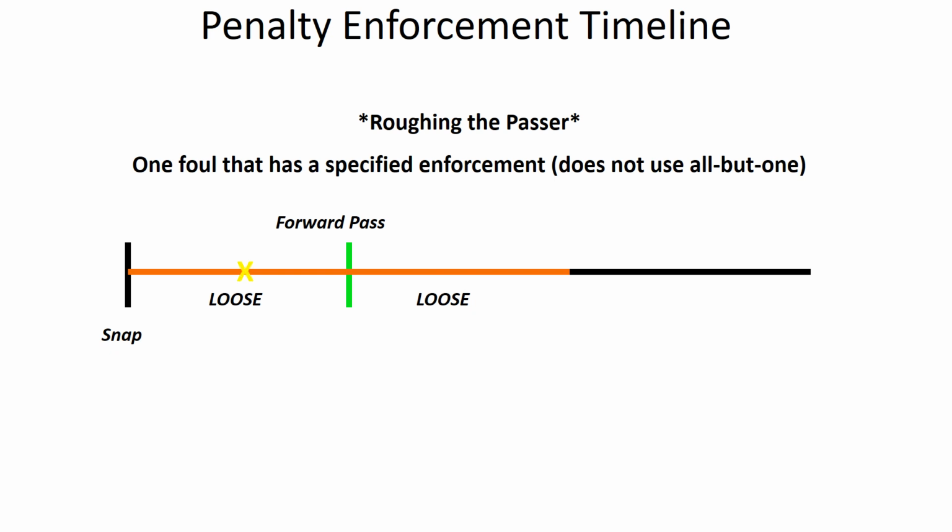One foul that has a specified enforcement and doesn't use the all but one principle is roughing the passer. You can't really use different rules to come up with the enforcement for this one, you just have to memorize it.